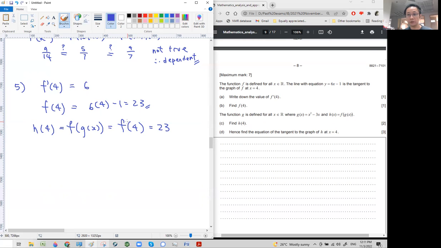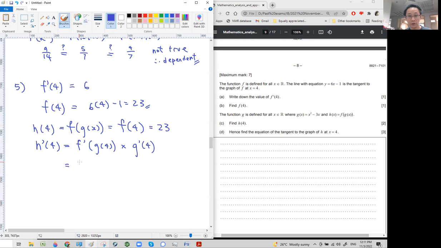The equation of the tangent to the graph of h at x equals 4. We need to find h'(4), and this will be a chain rule exercise because you need to find the derivative of the composite. So you need to differentiate f while maintaining the interior constant, and then you multiply by the derivative of the interior.